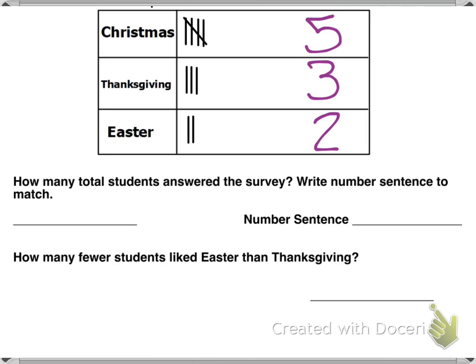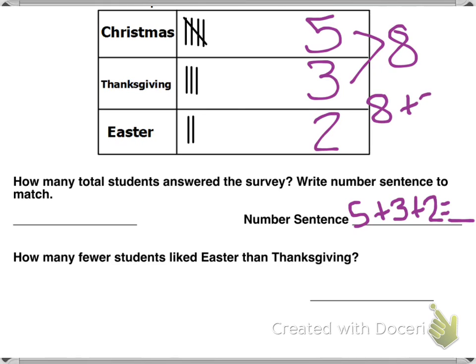Let's do the number sentence first. 5 plus 3 plus 2 equals blank. I know that 5 and 3 together make 8, and then I know that 8 plus 2 equals 10. So there's 10. Then we have to write the answer, 10, on this line to answer that question.